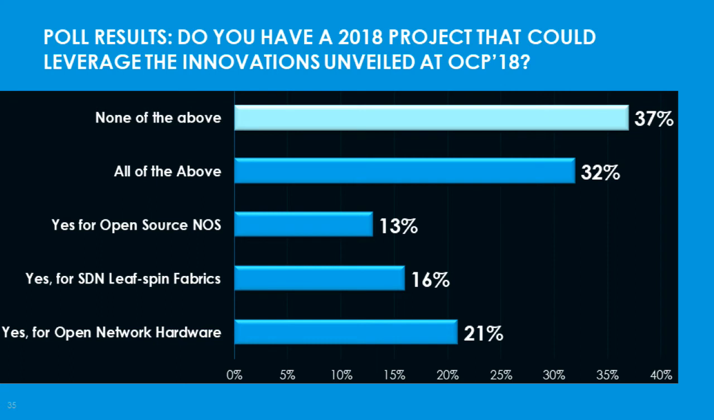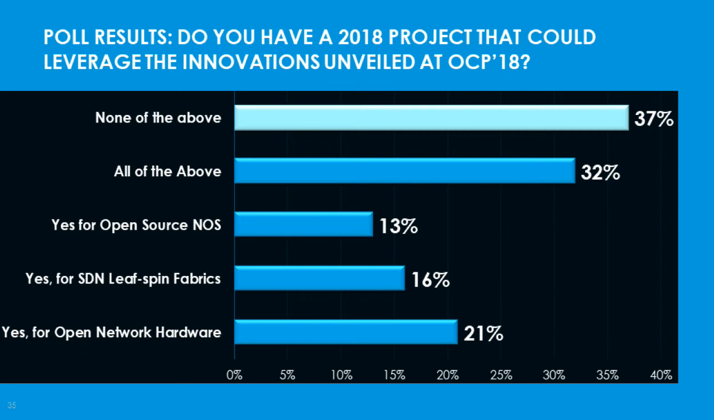Open networking hardware, 21%. SDN leaf-spine fabric, 16%. Open source NOS, 13%. So I would say half are for one of these projects, and then another 30% for all of them, which is approximately two-thirds who see the viability of these innovations in their environments, which is fantastic. I think this is demonstrating the fact that the transformation has not just begun, but the transformation is here and ready for adoption. Fantastic. So I appreciate your taking the poll.